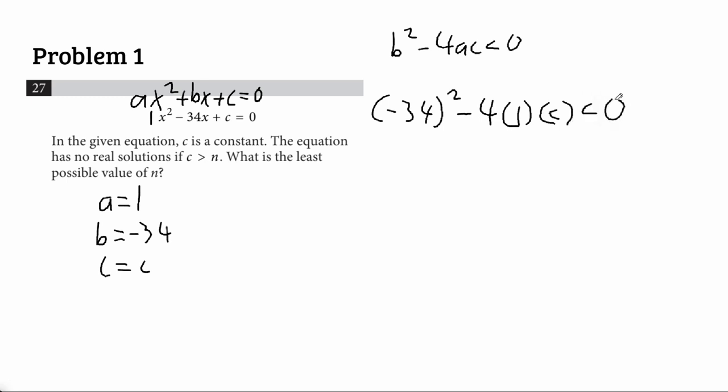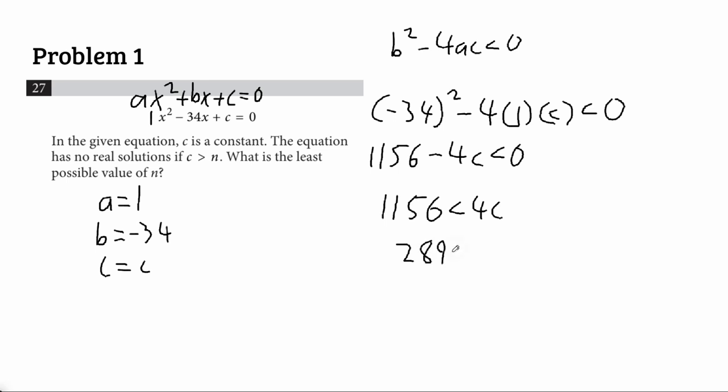So negative 34 squared is 1,156, and then minus 4 times 1 times c, that's just minus 4c, and we know that this is less than 0. So we add 4c to both sides, we get 1,156 is less than 4c. And then we divide both sides by 4, and we're going to get 289 is less than c, or if we just flip this around, c is greater than 289.